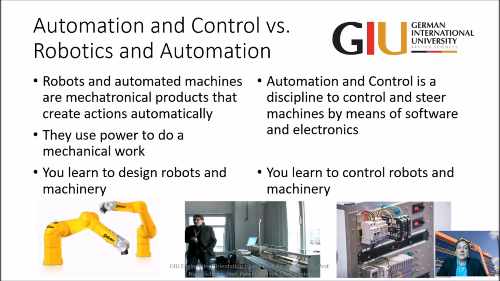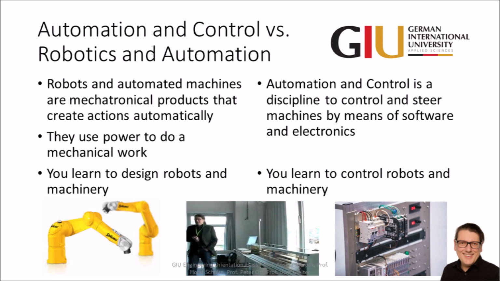Robots and automated machines are mechatronical products that create actions automatically. So they use power to do mechanical work. And of course they use information. And so in robotics and automation, you learn to design robots and machinery.